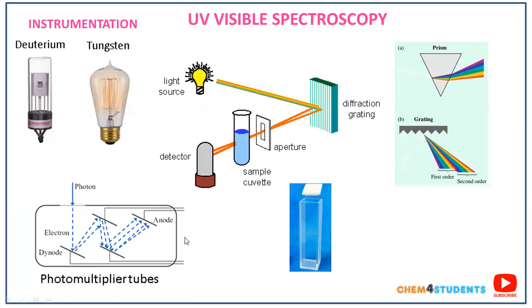So that's why these photomultiplier tubes produce higher sensitivity than other detectors. These are the important instrumental components that we are using in UV visible spectroscopy. After the signal is detected by the detector, the signal will finally be recorded by the recorder.